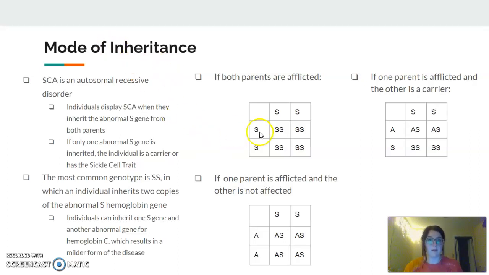So in these Punnett squares, you can see if both parents are afflicted, their offspring have a 100% chance of being afflicted. If one parent is afflicted and the other has a completely normal genotype, all their children will be carriers for the sickle cell trait. But if one is afflicted and one is a carrier, then there is a 50% chance that their offspring will have the disease, and 50% that they will be a carrier.